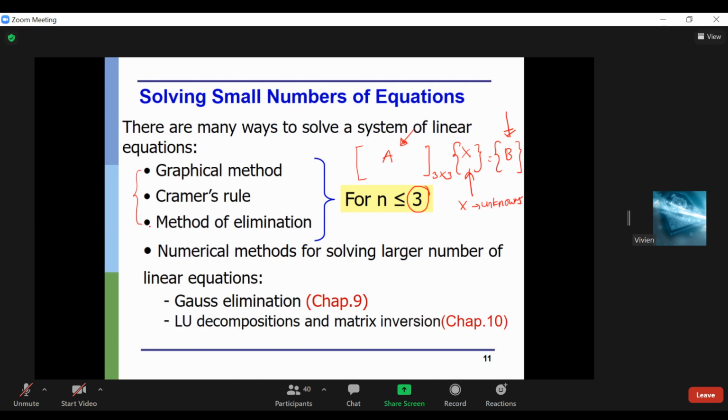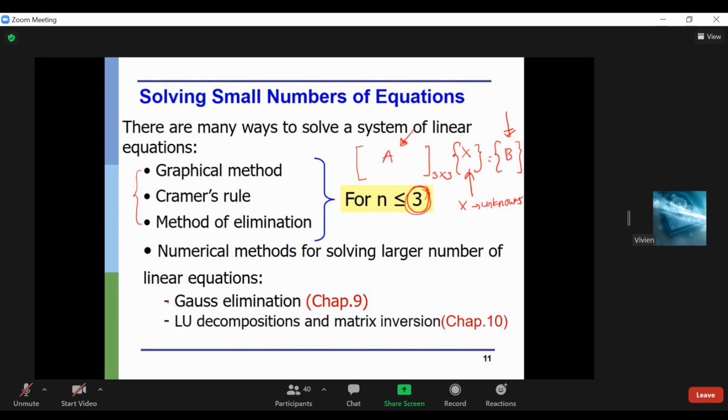Now we are going to apply numerical methods for solving a very large number of linear equations. If we have a small system, in which we have 3 unknowns or less, it will be very easy to use one of these methods here. But the question is, for example, what if we have 1,000 equations to solve for 1,000 unknowns? How can we use one of the methods here? It will be quite difficult.